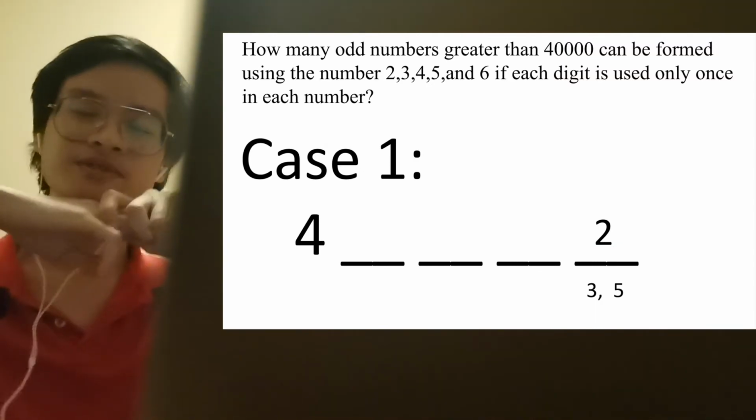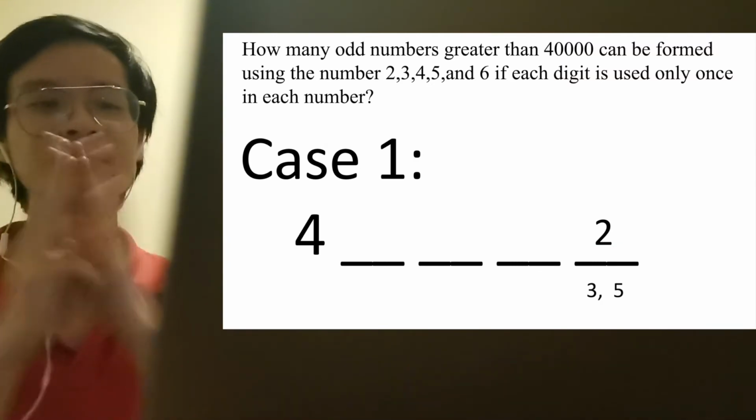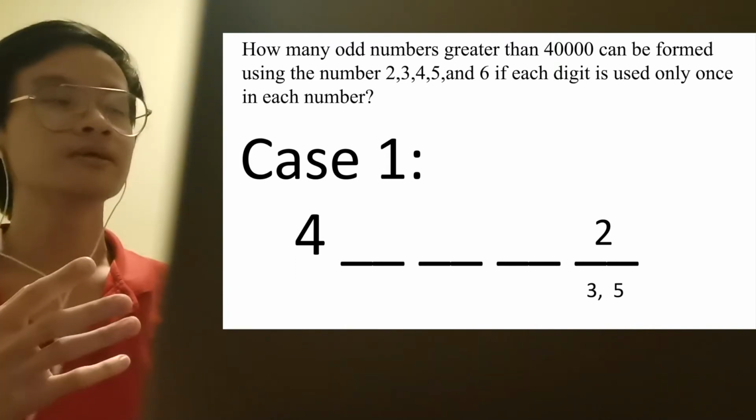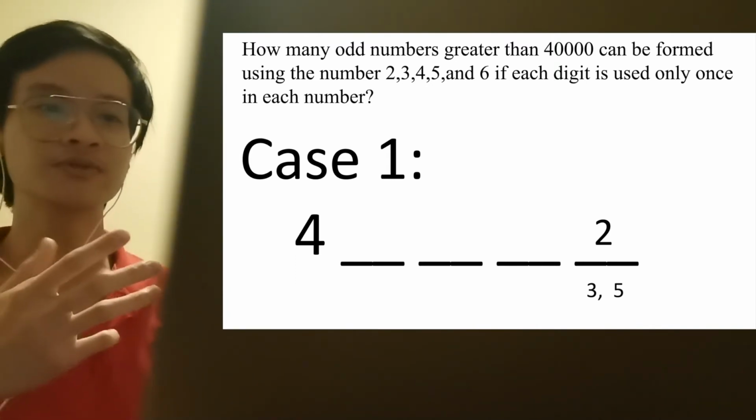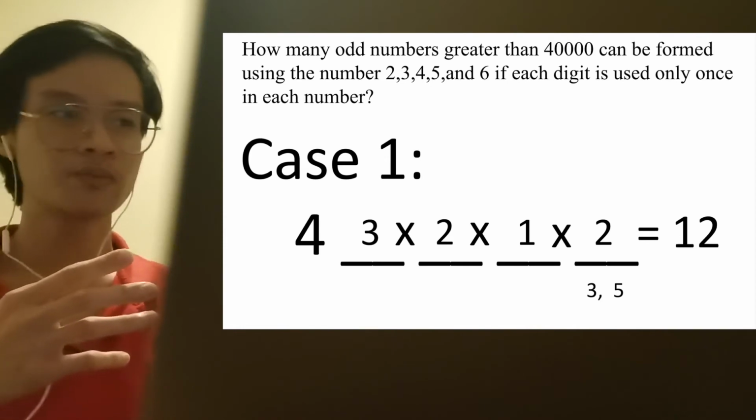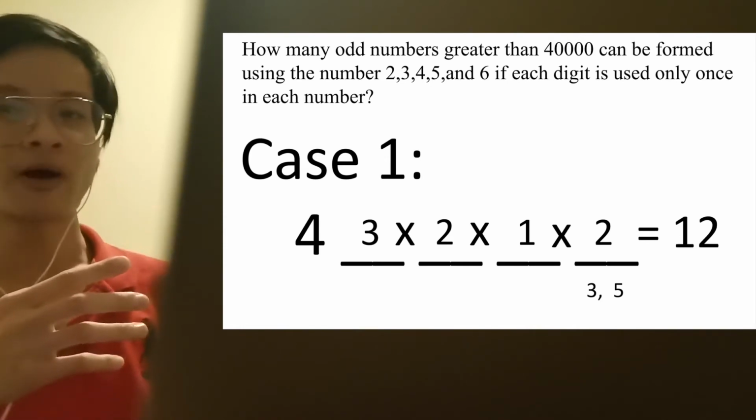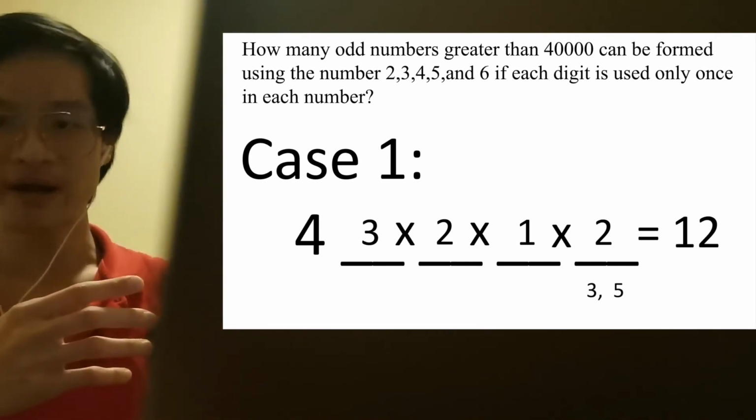Okay, this leaves you with 3 more numbers, and these 3 numbers can be anywhere. So you permute them freely as usual. So you put 3, 2, 1, and then you multiply them all up. This gives you 12 arrangements.